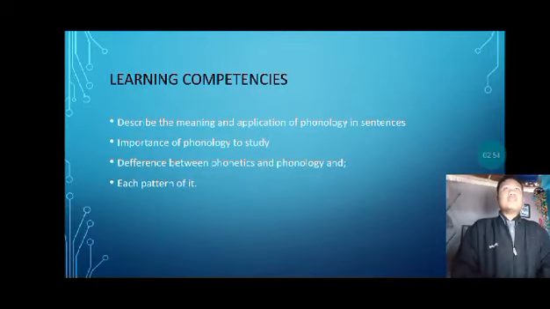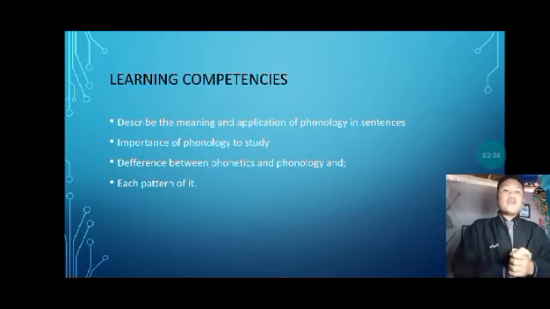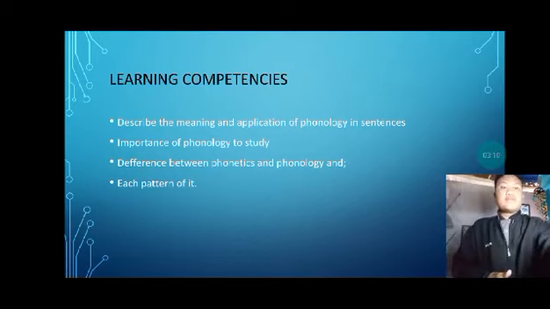Learning competencies. At the end of this presentation, we learn how to describe the meaning and application of phonology in sentences, the importance of phonology to study, the difference between phonetics and phonology, and its pattern, of course.